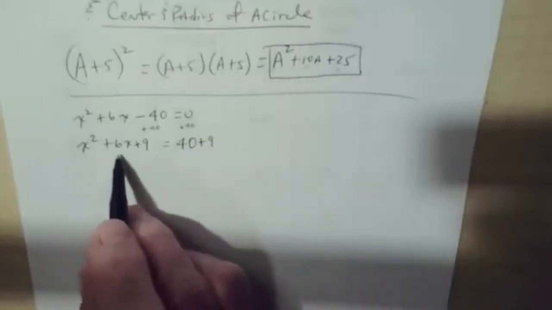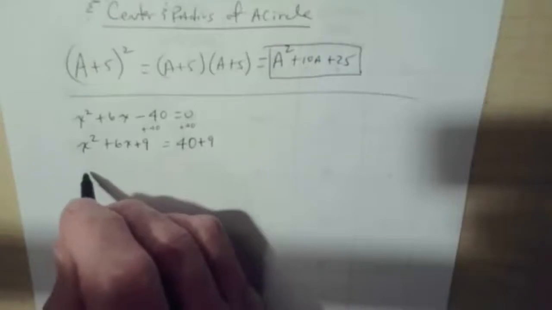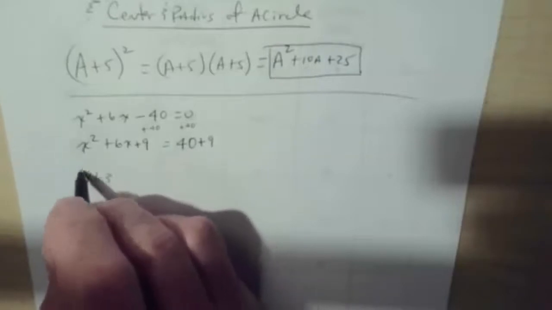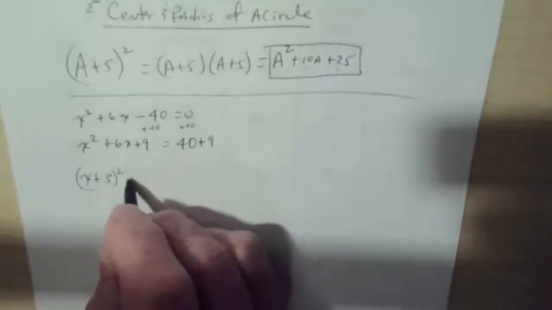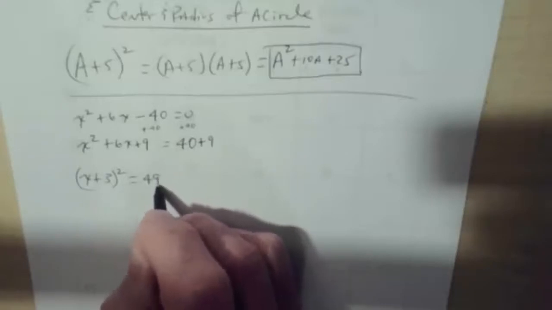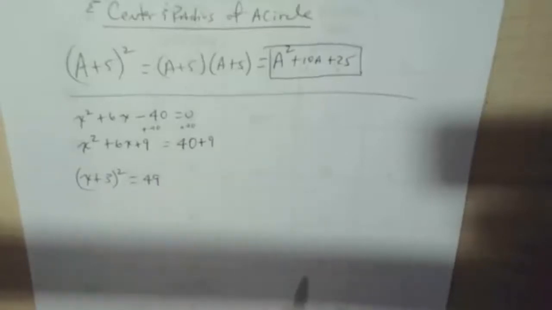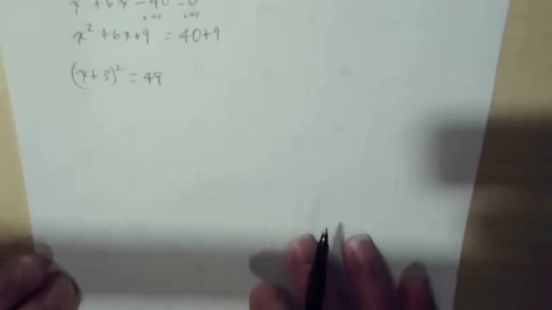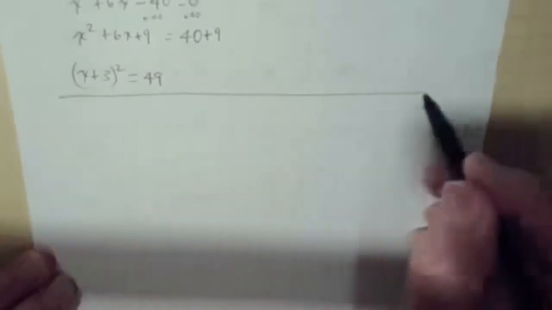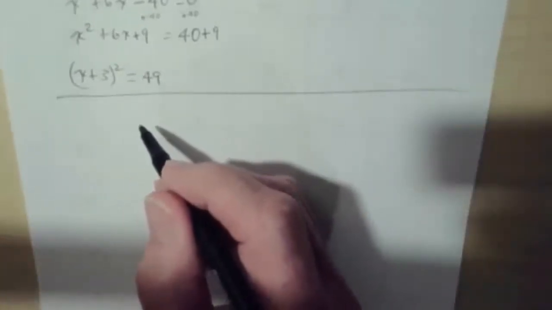Now this is a perfect square because we just made it one. It's x plus 3 all squared equals 49. Now we'll do something more with this later, but that's basically how we do this. It's really pretty simple.